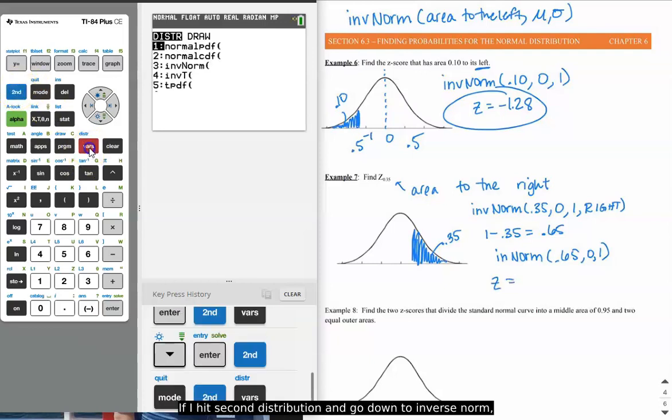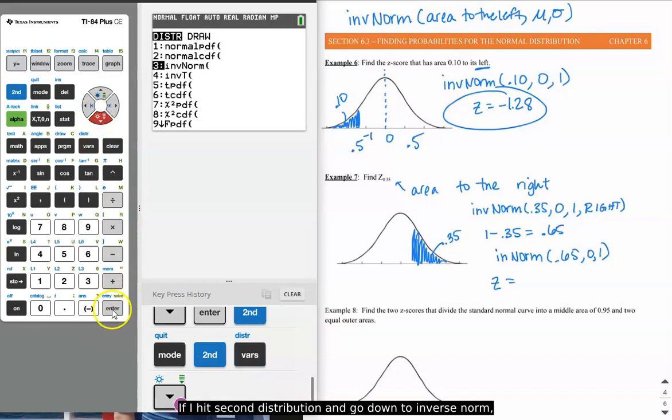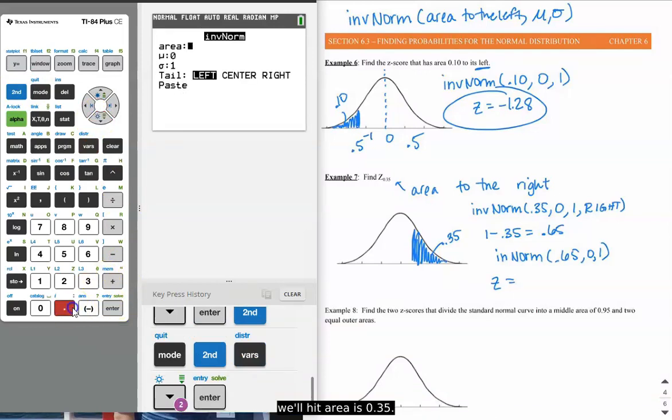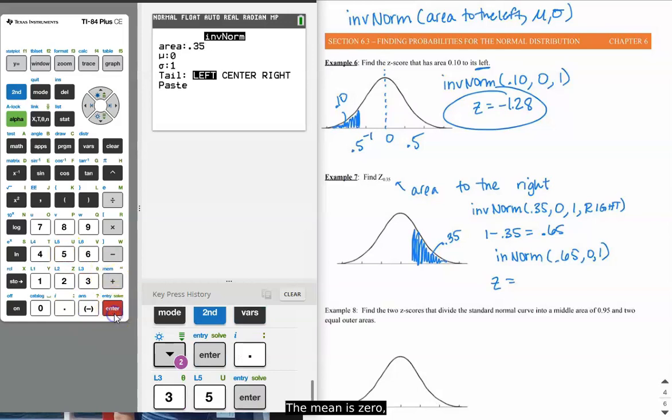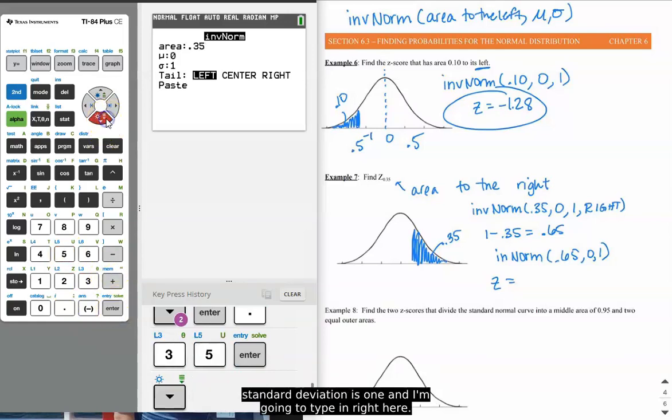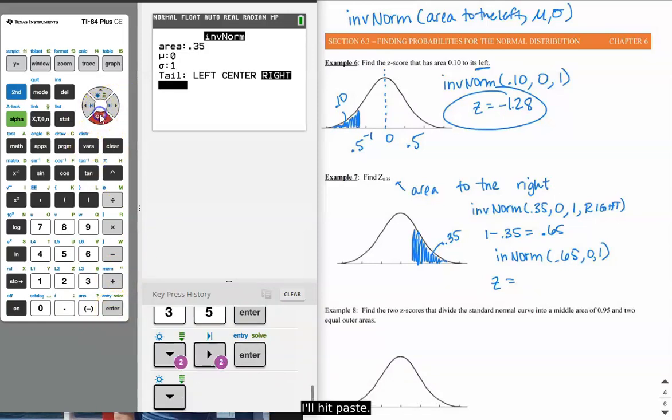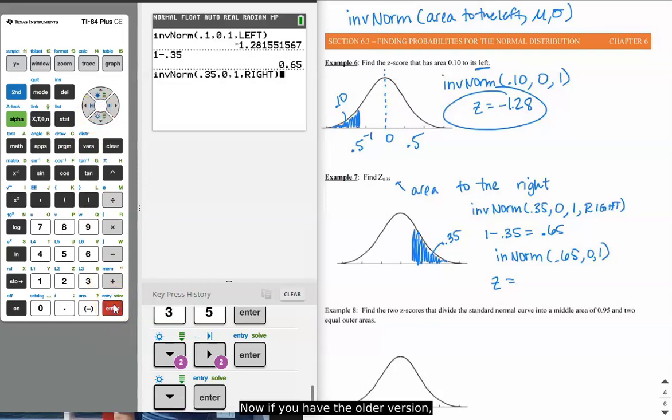So if I hit second distribution, go down to inverse norm, I'll hit area is 0.35. The mean, right, is 0. Standard deviation is 1. And I'm going to paste. Now, if you have the older version, you're going to hit 0.65, 0, 1, and just hit enter. And you should still end up with the same z-score of 0.385. Okay? So, just depends on the calculator that you have, the newer one or the older one, sort of how you enter this in.